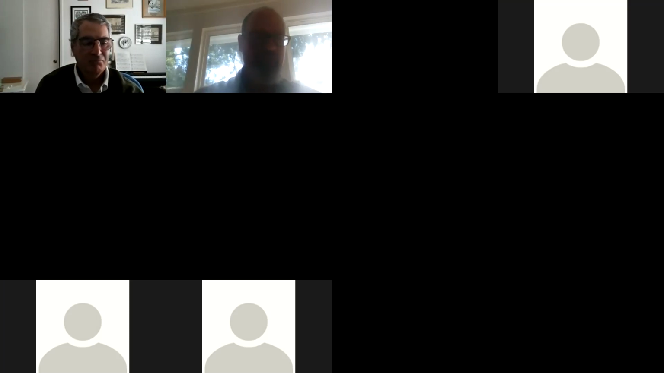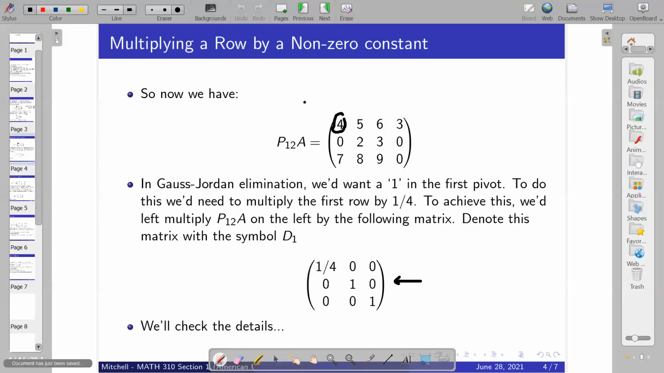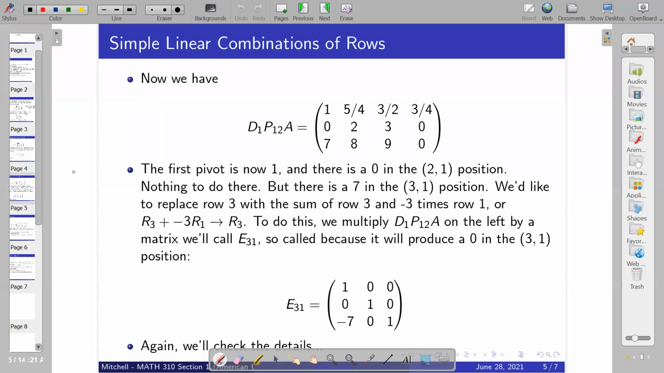So hopefully people got the right thing. You can verify that the diagonal matrix D that we're writing down actually does multiply the entire first row by 1/4. You just check it using matrix multiplication, and you're going to find that you get something like this.